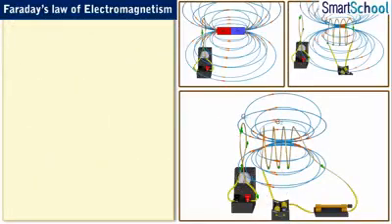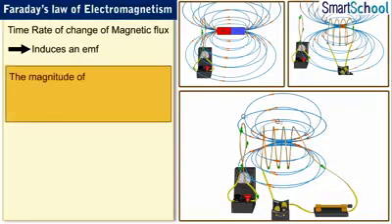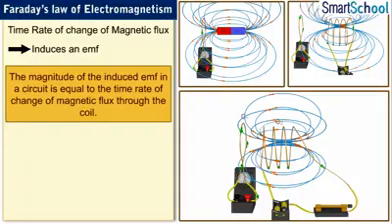From the observations of these 3 experiments, Faraday concluded that the time rate of change of magnetic flux through a closed coil induces an EMF through it, and stated Faraday's law of electromagnetic induction. The magnitude of the induced EMF in a circuit is equal to the time rate of change of magnetic flux through the coil. Let us now put this law in the form of a mathematical equation.